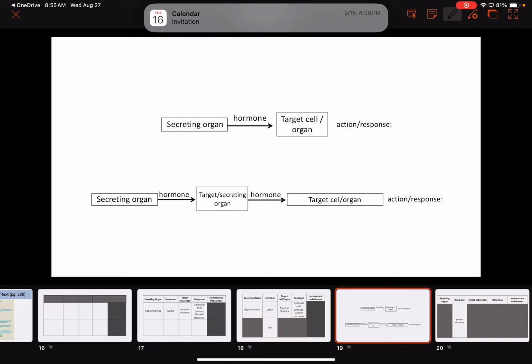Sometimes we have longer pathways that deal with multiple hormones, but the flow is still the same. Secreting organ, hormone above the arrow to the next secreting organ or the target of the previous one. And then another arrow with the next hormone, and then the final target cell or organ, and then the action or response there. We're going to talk about and fill out most of the flow charts together. Once we get the hang of it, then you can do the rest of them on your own.